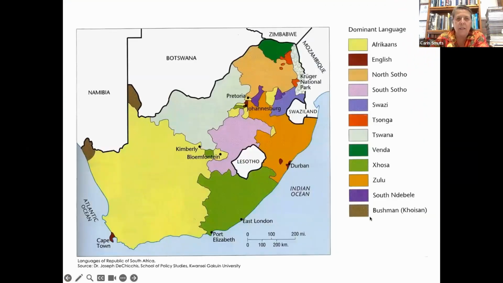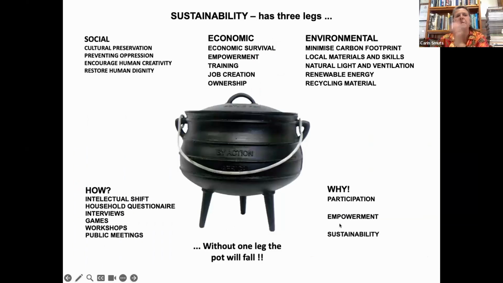So we are located in South Africa, where we have 12 official languages. And this makes it even more important that we should listen and participate. I think our philosophy in our office has always been that sustainability is about social, economic, and environmental aspects. So when one of these legs is not there, the pot will fall. So it's a very simple little diagram that we use, and we do quite a lot of participatory processes.